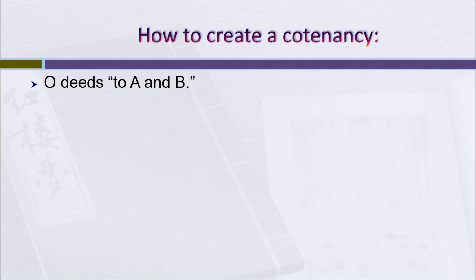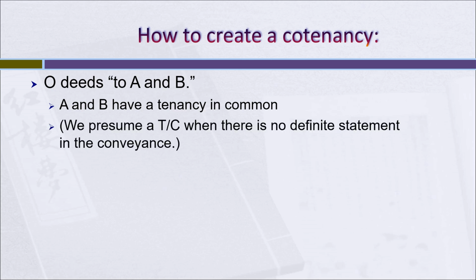One possibility is that O, the owner of land, will simply deed, quote, "to A and B," and not specify which type of cotenancy O has in mind. The result is that A and B have a tenancy in common. The reason is we presume a tenancy in common if there isn't any definite statement in the conveyance about which form of cotenancy the grantor intended to create. That would be true whether it was a deed or a will.